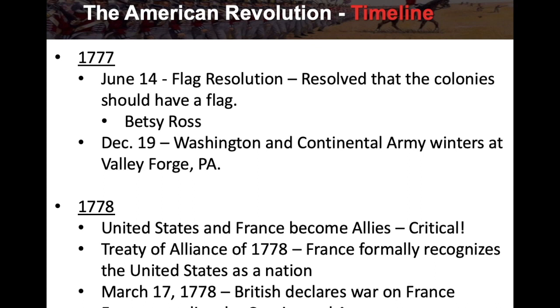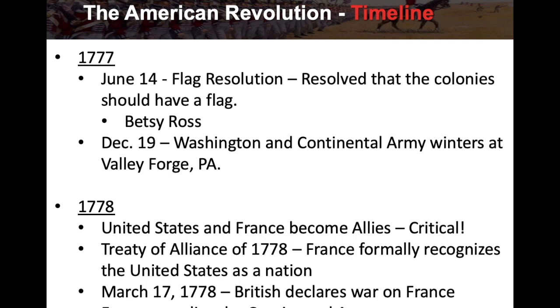But there was good news. In the meantime, there were negotiations going on, especially with Benjamin Franklin and France. And so in 1778, the United States and France become allies, and that's critical. That really helped the colonies to be able to win. It was because of the French allies.